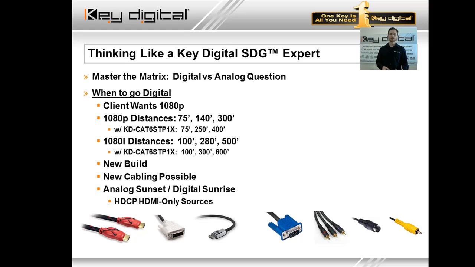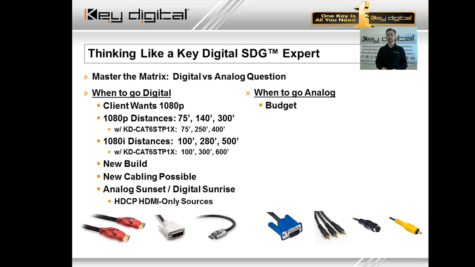Now that we've discussed this, you know that you're not able to downconvert that HDMI source to analog if it is encrypted with copyright protection. So if your client really wants to integrate this sort of source into the system, there's only one way to go with it, and that's going to be digital.